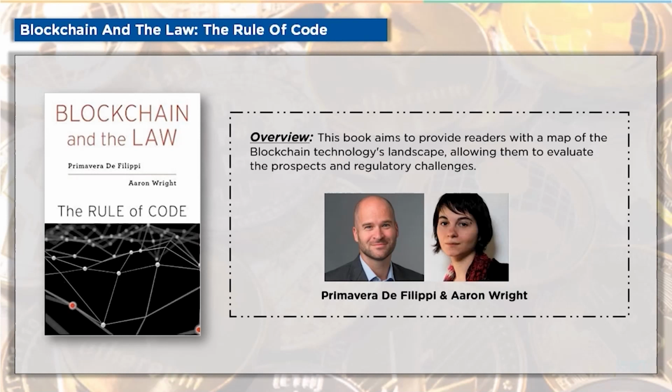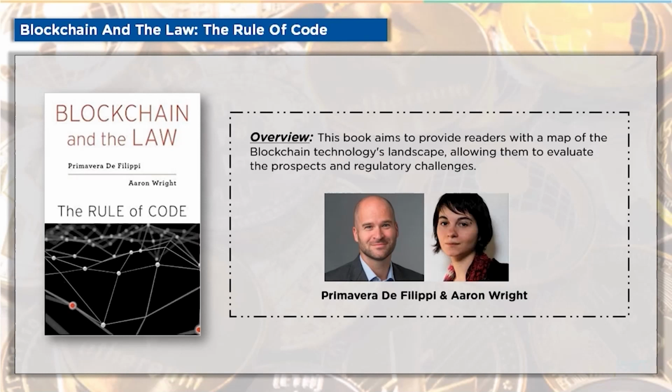This book aims to provide readers with a map of the blockchain technology's landscape and explain how Bitcoin is a general-purpose tool for creating secure, decentralized, peer-to-peer applications, and blockchain technology has been compared to the internet itself in both form and impact. It allows them to evaluate the prospects and regulatory challenges. The material is extensive, well-researched, and significant subjects are thoroughly addressed and analyzed.